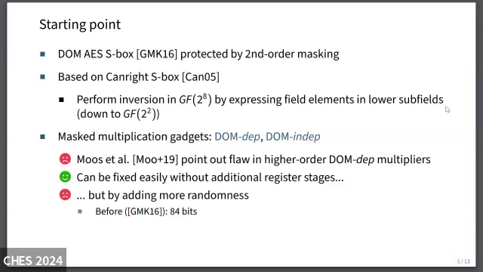So just to give you some numbers, before, the SBox required 84 bits of fresh randomness. After our fix, it required 104. And that totals to 20K bits for one encryption. If you want more details about what this flaw is and how we fixed it, please have a look at the paper by Moos et al., and for the fix at our paper. I'm skipping it due to time reasons.